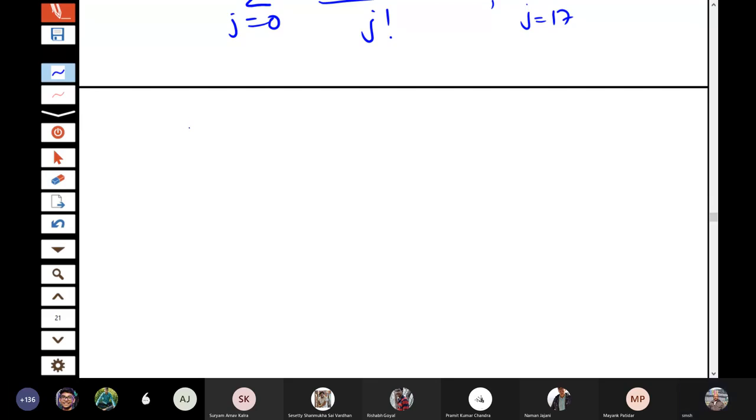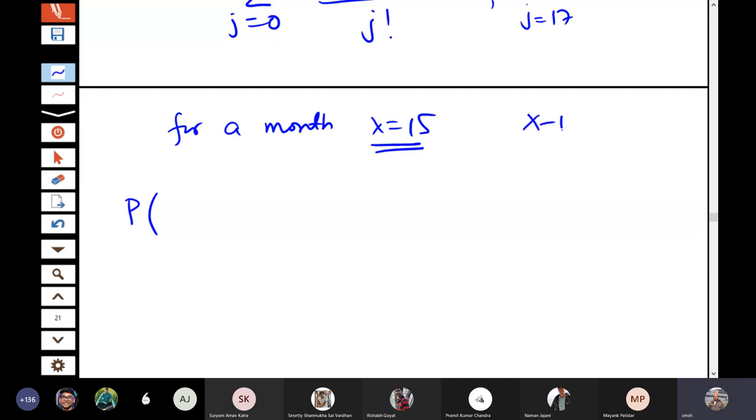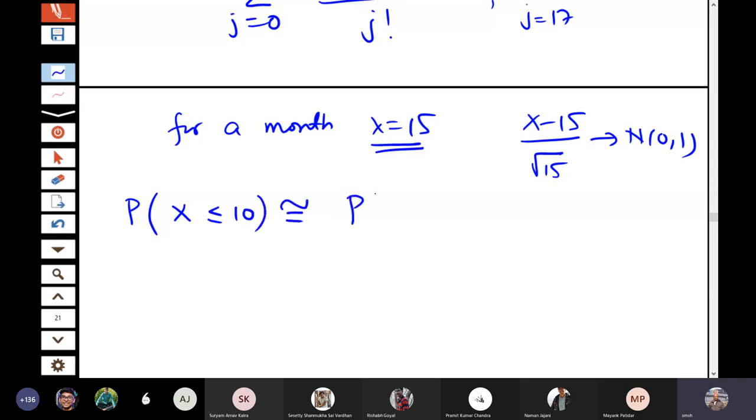So for a month, your lambda is equal to 15, which we consider to be large. So you will have (x minus 15) by root 15, approximately normal 0, 1. The first one is x less than or equal to 10. Again, we use the continuity correction here. So we write this as x less than or equal to 10.5, because it is the same as x less than 11, but in the discrete case the two things are different. So we take the mid value here.